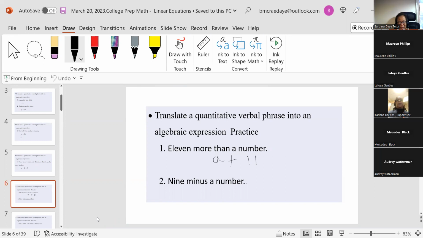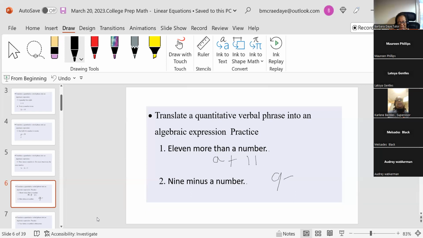Mercedes, number 2. 9 minus a number. So what should I write? No, the number 9. Okay, the number 9. I see minus. Doesn't that say 9 minus a number? Minus, I'm sorry, it's the subtraction sign. Okay, subtraction sign. There you go.